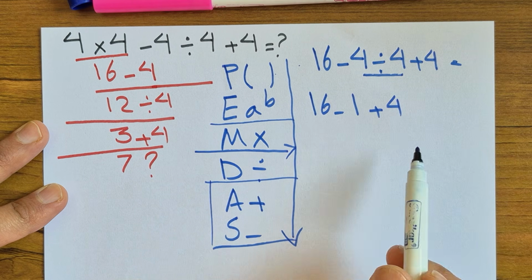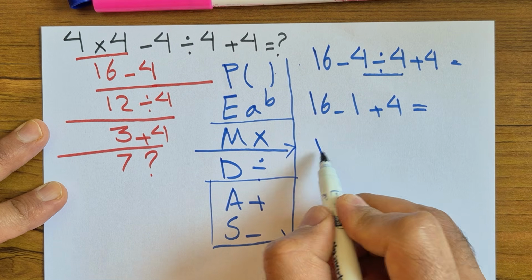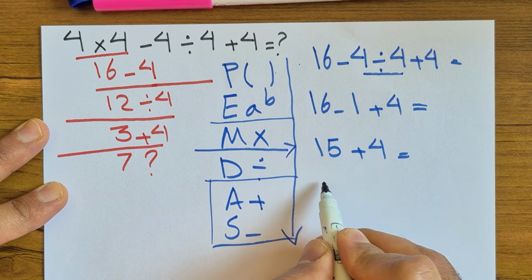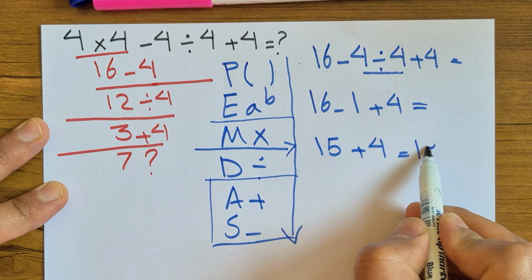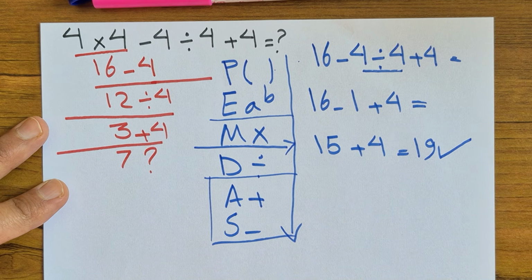Now we just have addition and subtraction, so easily go from left to right. 16 minus 1 is 15, plus 4. So 15 plus 4 gives us 19, and that's the only correct answer.